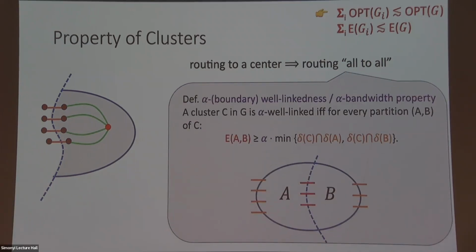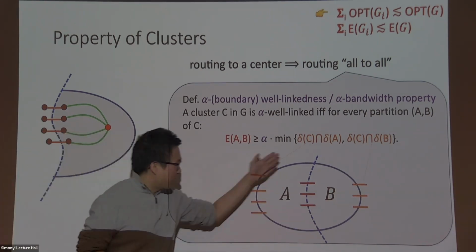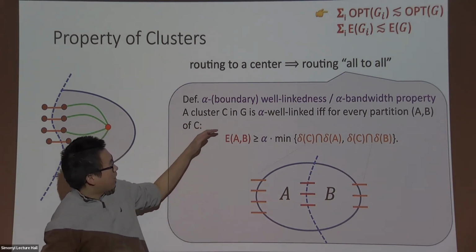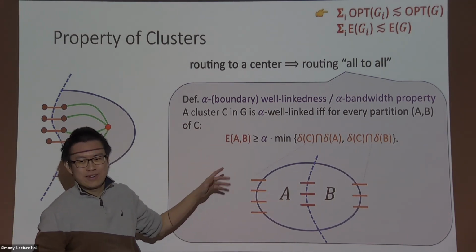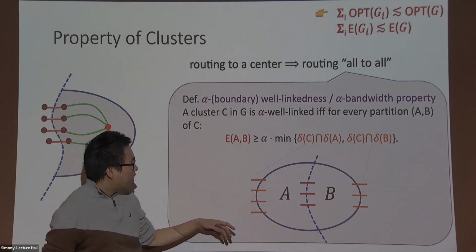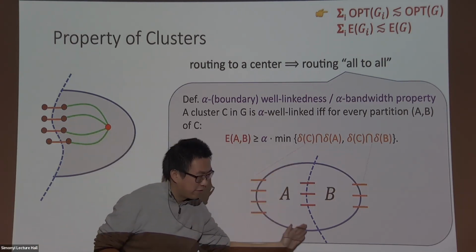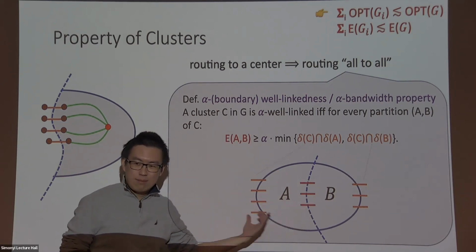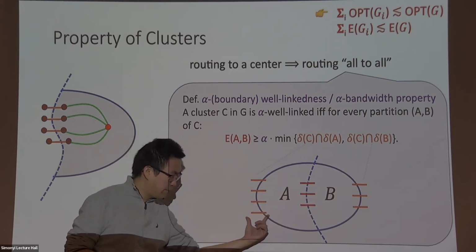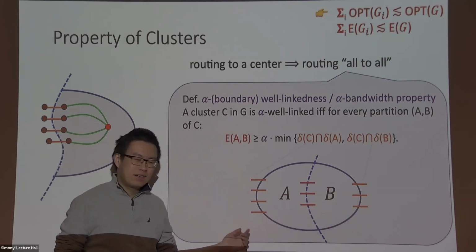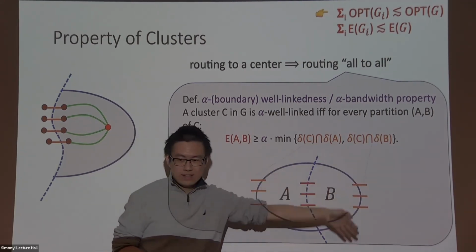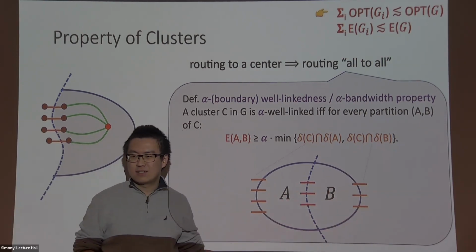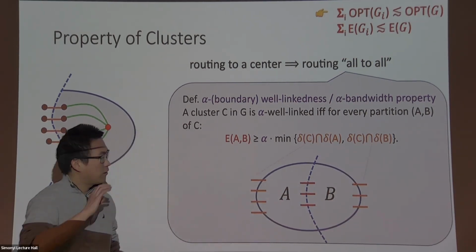Now let's look at the well-linkedness here. A cluster together with these boundary edges is called well linked, or bandwidth property, or boundary well linked. There are different names. It is so if for every partition of the cluster into two, the number of edges crossing them is comparable with the number of boundary edges on the smaller side. So here, 4 edges here, 3 edges here. This cut has to be comparable with 3. This is basically what well-linkedness is.